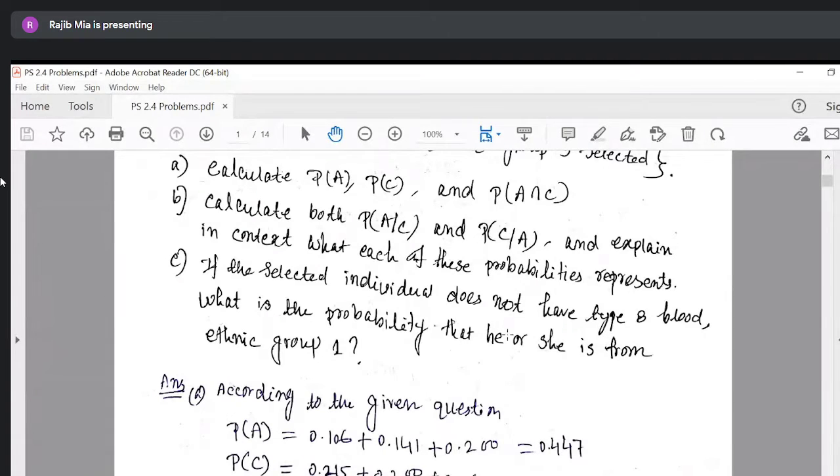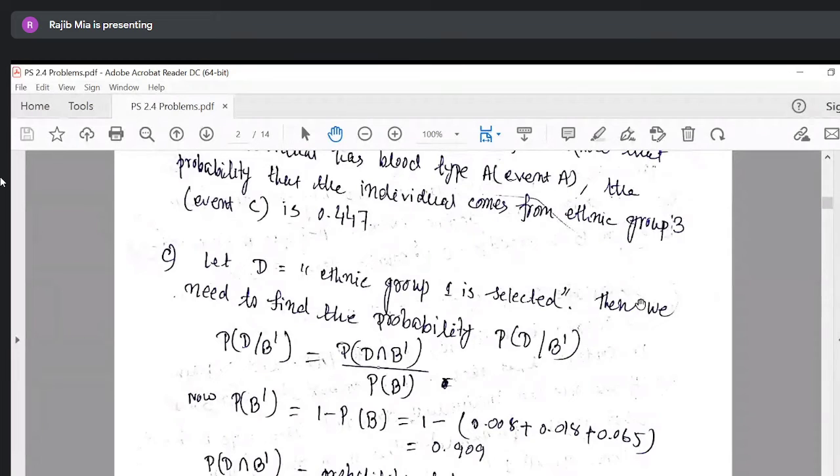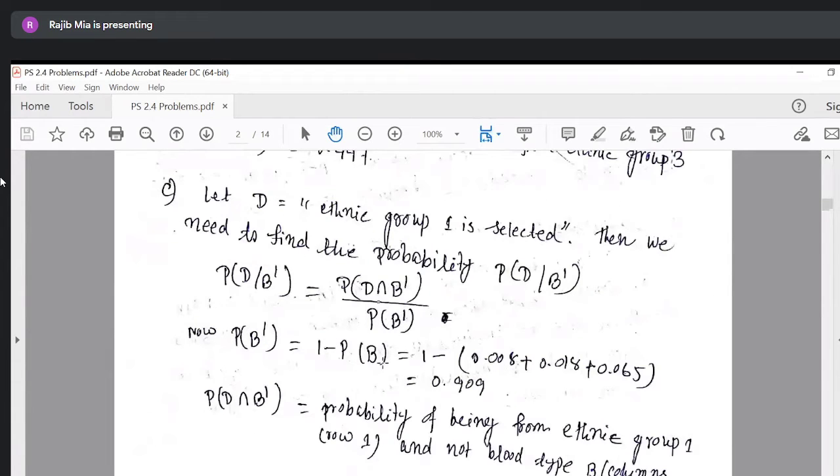Probability of D by B complement. This is if D is the event that ethnic group 1 is selected, that is, we need to find this probability of D by B complement. So probability of D intersection B complement by probability of B complement, from the definition. Probability of B complement means 1 minus probability of B, and you can find probability of B from this given table, which is 0.909.